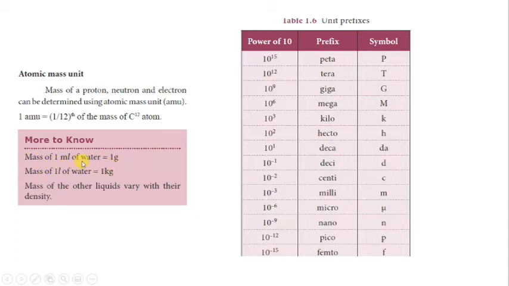Mass of 1 milliliter of water is 1 gram. Mass of 1 liter of water is 1 kilogram. Mass of the other liquids vary with their densities. Just so you know, you understand.